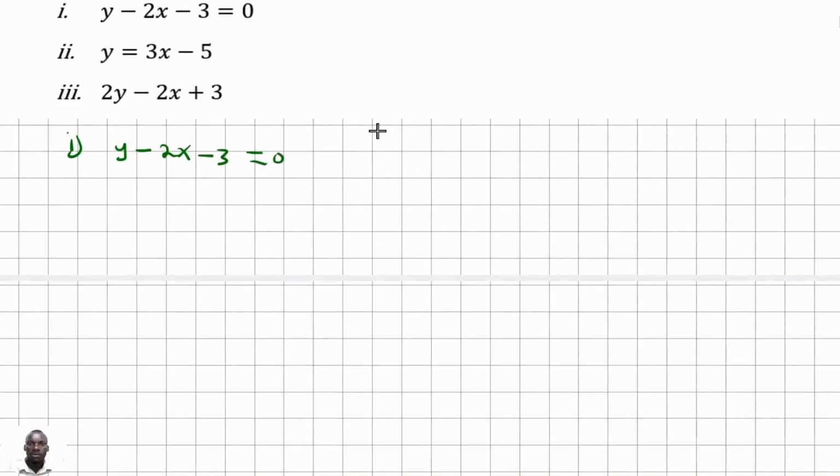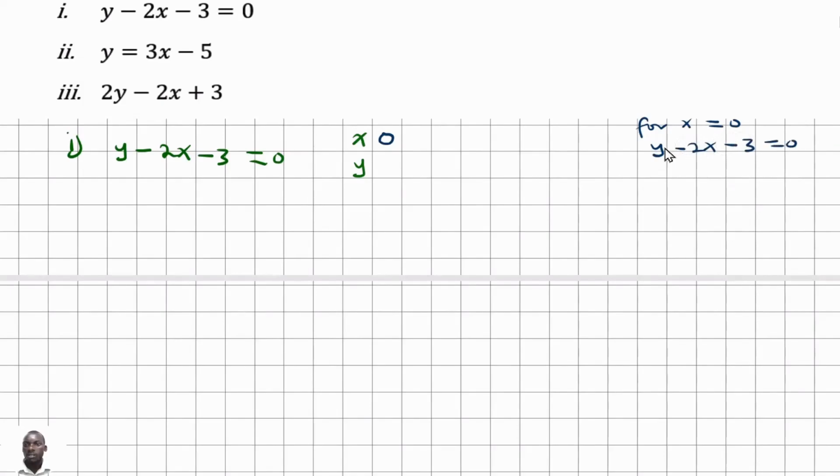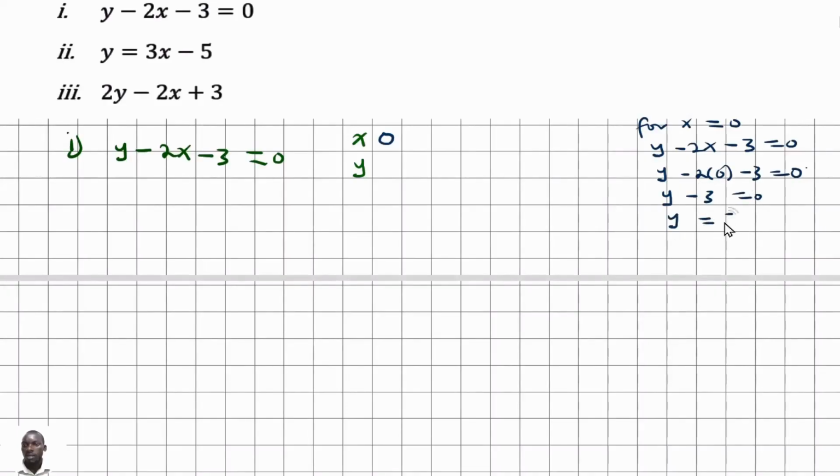What we do, we are going to have the x and the y here. We get some values of x. For example, if x is 0, then what would be y? For x equals 0, from this equation y minus 2x minus 3 equals 0, we substitute: y minus 2 multiplied by 0 minus 3 equals 0, implying that y minus 3 equals 0. So our y in this case is positive 3. So when x is 0, y is 3.